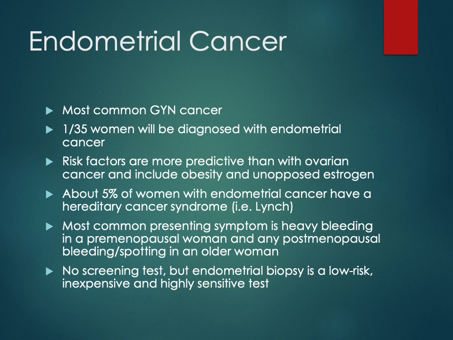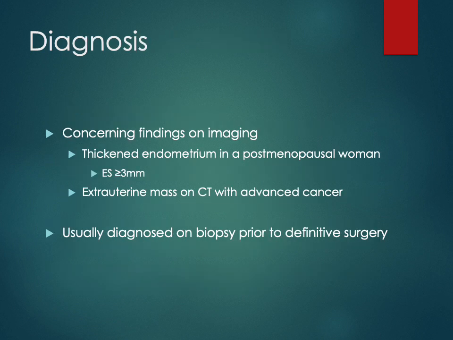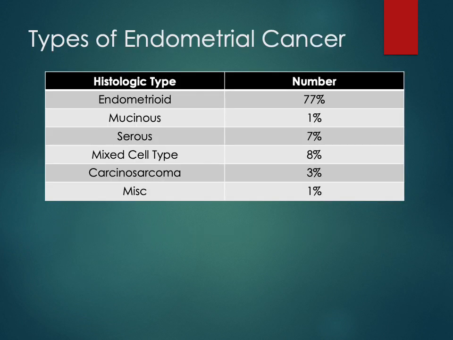There is no screening test, but endometrial biopsy is a low risk and inexpensive test, and we do those all the time. So concerning findings on imaging include a thickened endometrium in a postmenopausal woman, or obviously an extrauterine mass or lymphadenopathy on CT. And again, it's usually diagnosed on biopsy.